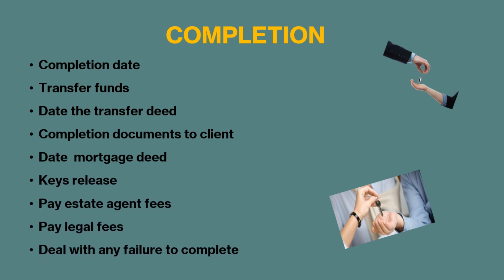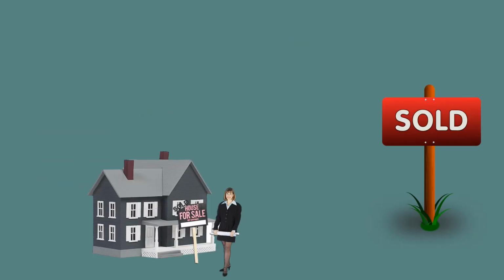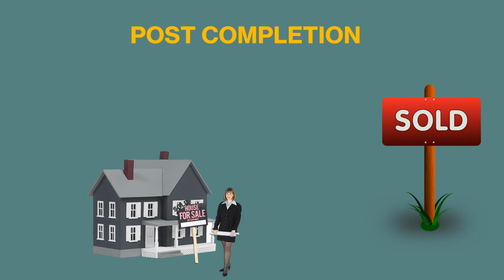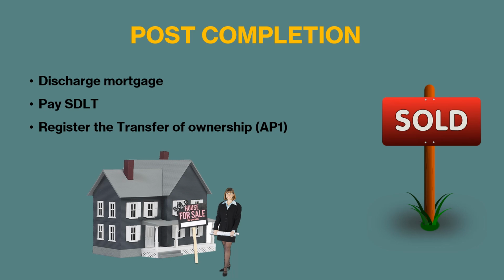Keys would be released to the new buyers, estate agent fees would be paid, legal fees would be paid, and there would be, if necessary, dealing with any failure to complete issues. The fifth and final stage of the conveyancing process, post-completion. At this stage, the transfer of ownership would be registered with the land registry. Any stamp duty, SDLT, will be paid, and any mortgage would be discharged.